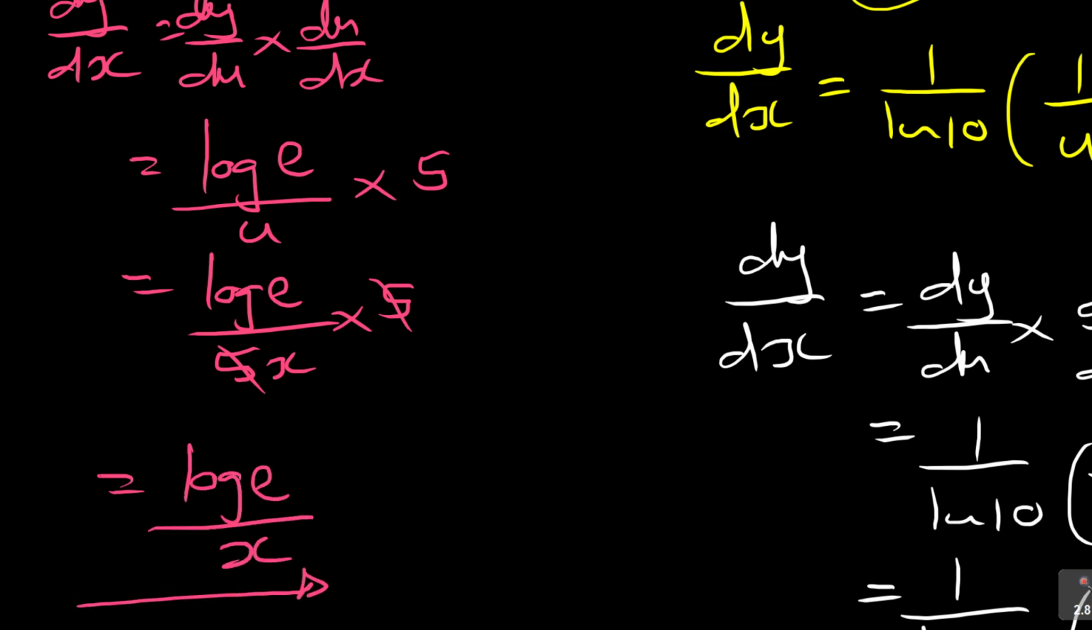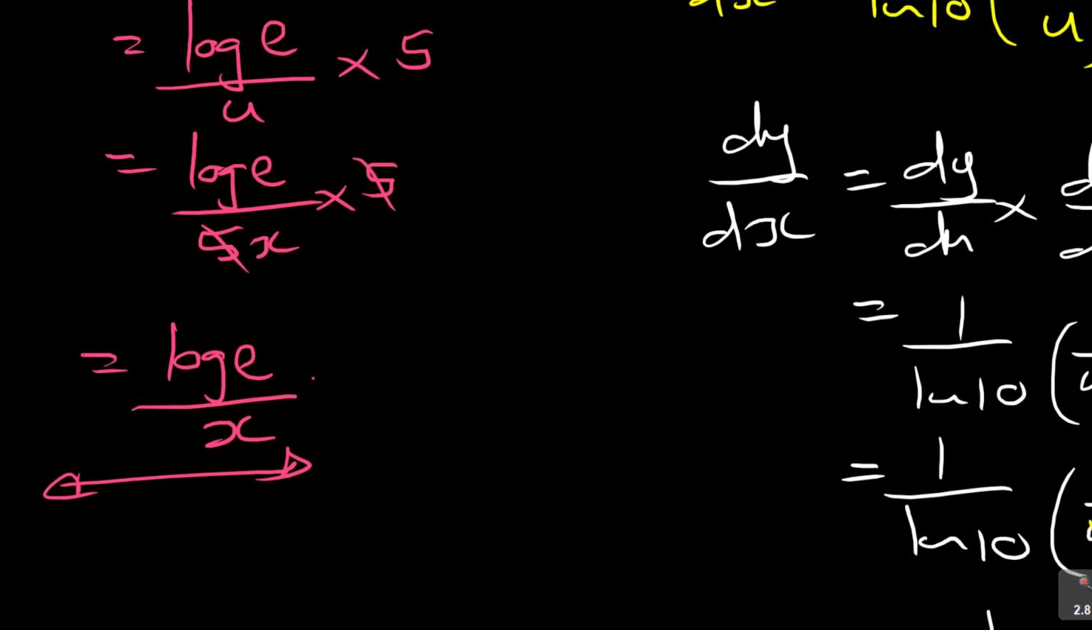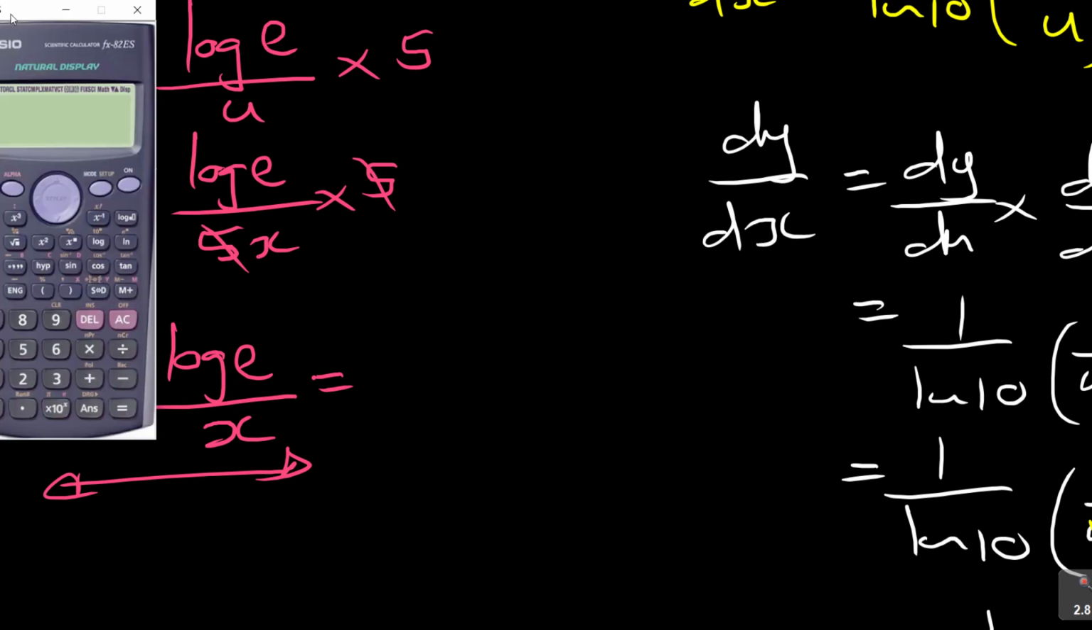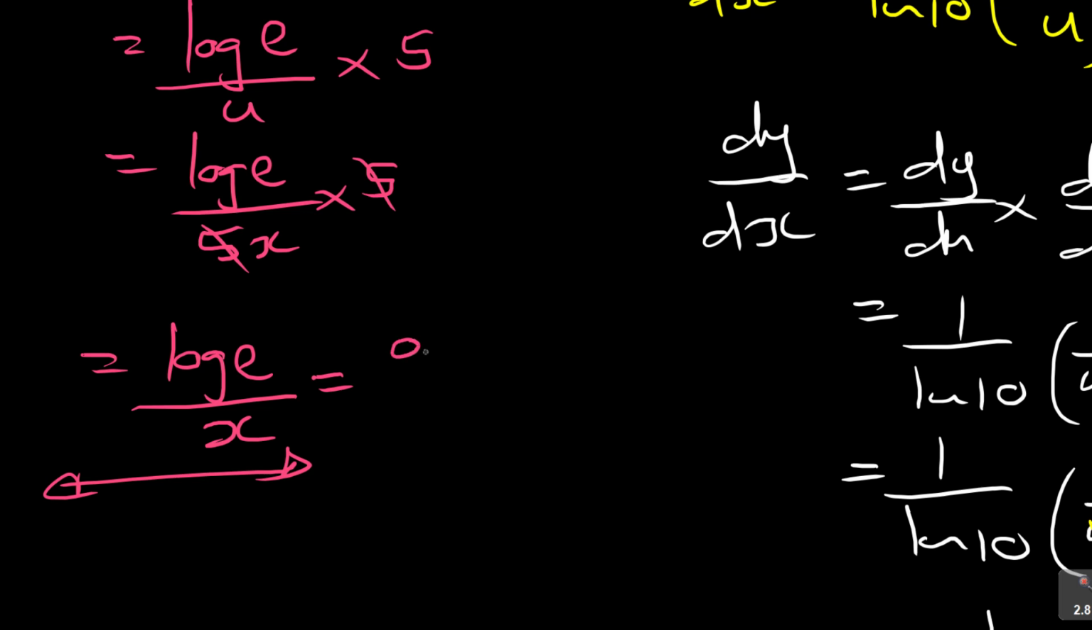Now the question is, are these things the same? Log e. Let's look at the numbers. Remember, log e, which is log in base 10 of e, is equal to 0.4343. So it's more like you've got 0.434 over x. Let's check the other side here.